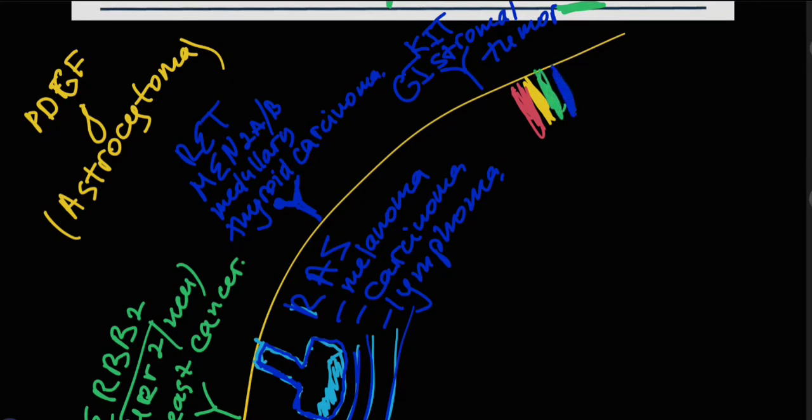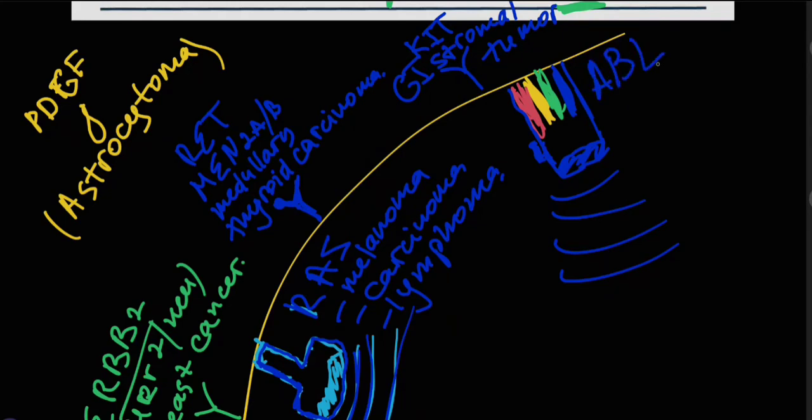It's also a transducer. That's why I will make it look like a cardiac transducer, which makes sound. And ABL mutation, translocation in the ABL gene. ABL is from 9 to 22, and it leads to chronic myeloid leukemia, CML, and sometimes ALL.